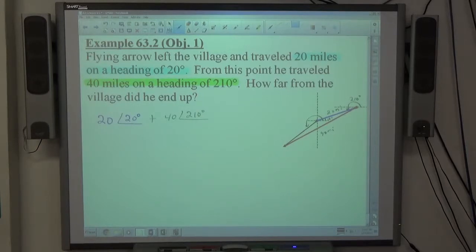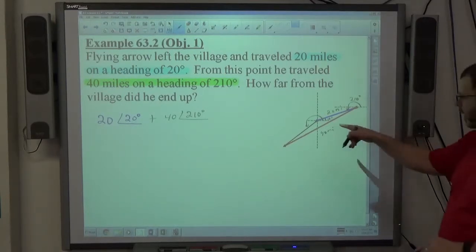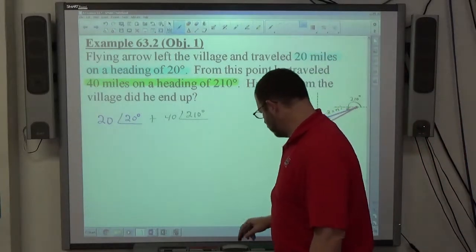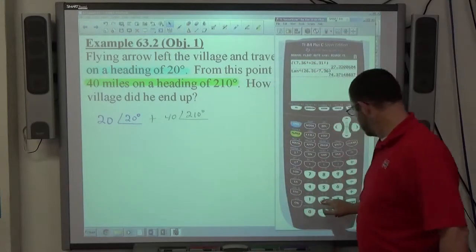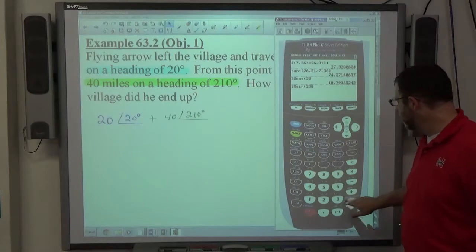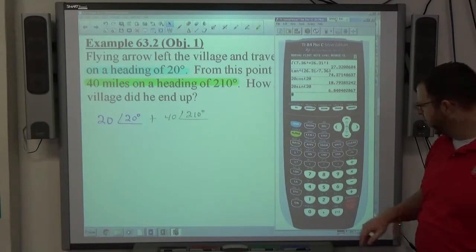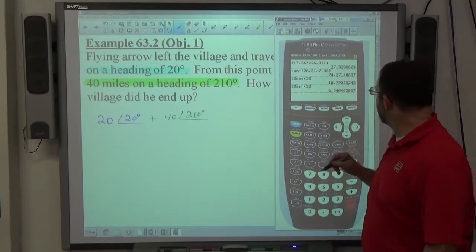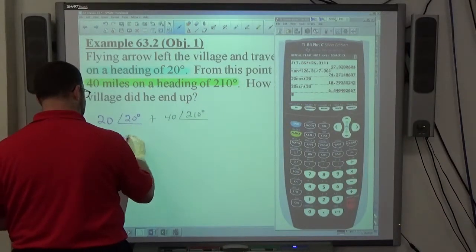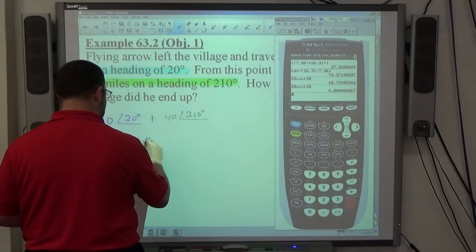This problem's the exact same technique as the last problem. We want to convert both of those to rectangular form, add the components together as like terms, then convert back to polar form. We should expect to get something along the lines of what this vector looks like. So if I go 20 cosine 20 and 20 sine 20, again I just type them both in immediately, and then I write down what I see. 18.79i and 6.84j.